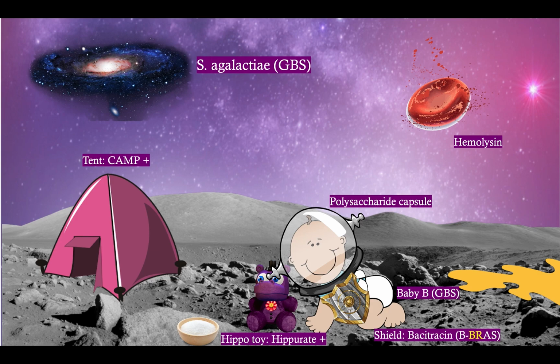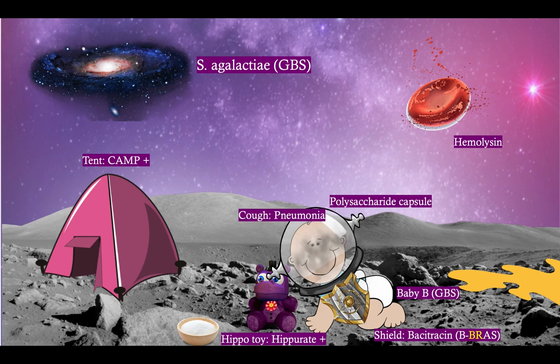We gave the baby a shield to defend himself from any kind of bacitracin monsters that are on the moon. And this baby, because he's got a shield, is now resistant to bacitracin. Group B strep, resistant to bacitracin. Group A strep, sensitive.